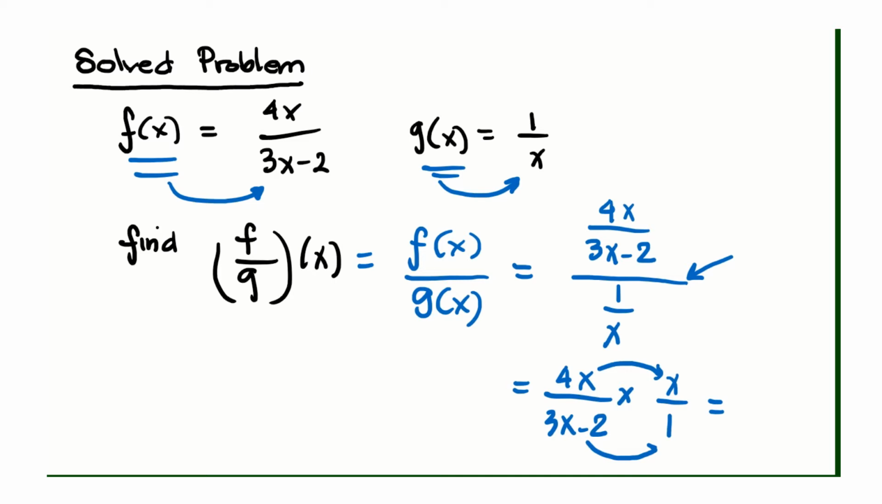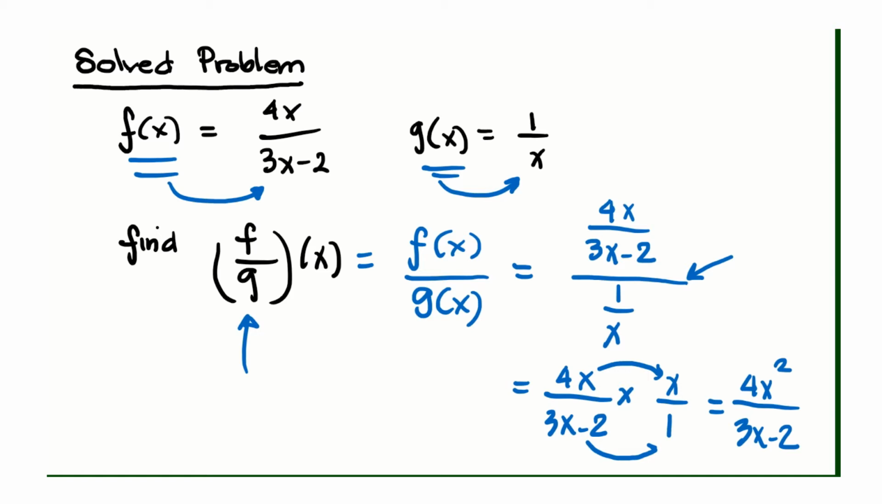Now in some cases, after flipping the denominator, there is something that you can cancel in the numerator and in the denominator. But in this case, there are no common factors, so we can simply multiply the expressions directly. So 4x times x is 4x squared, and 3x minus 2 times 1 is 3x minus 2. So there you go. The quotient f over g of x is equal to 4x squared over 3x minus 2.